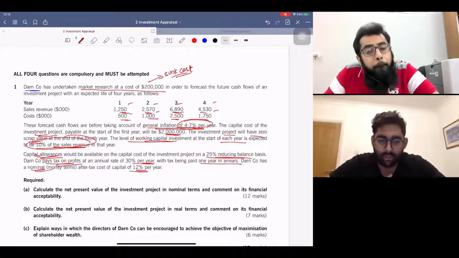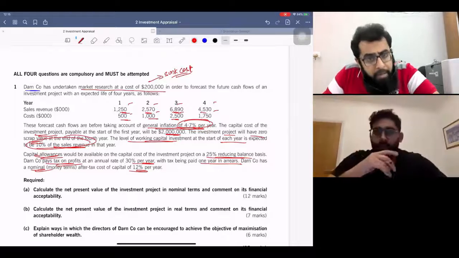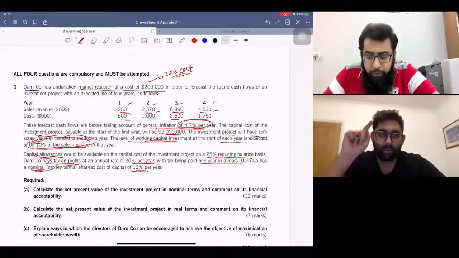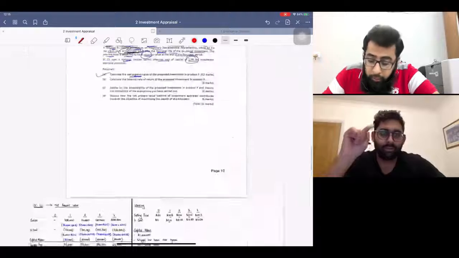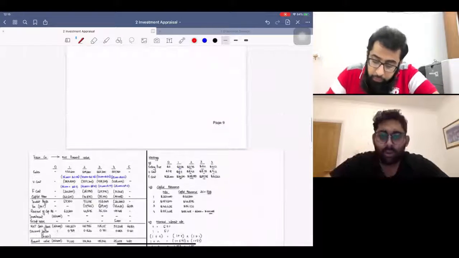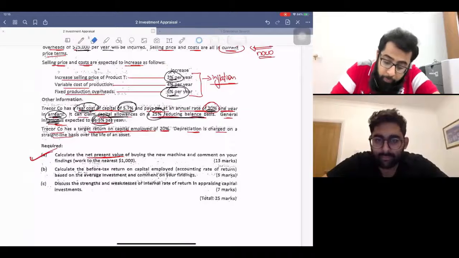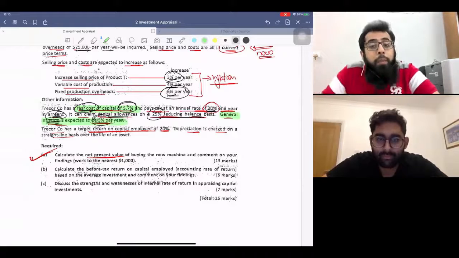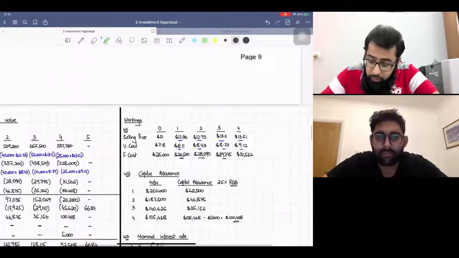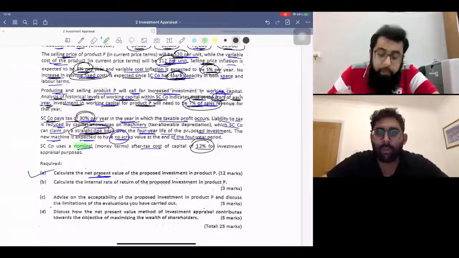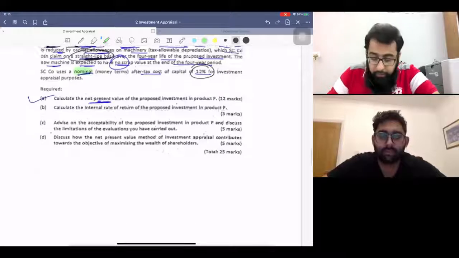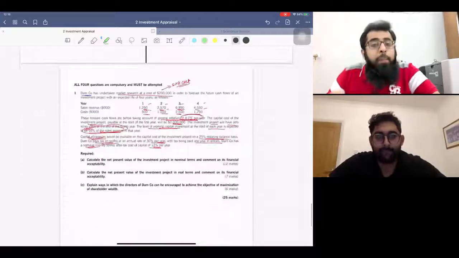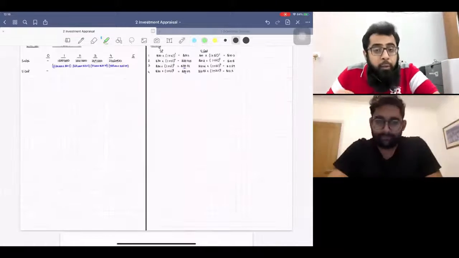One question on the nominal discount factor: in the Fisher question, we were given the real discount rate, real cost of capital. So we included the impact of inflation to convert it into nominal. In the rest of the two questions, we were given the nominal rate, so when it's nominal, we don't have to do anything. So you have two questions as homework. One is Dawn Company, which you have to do completely, and one is Palta, which you have to complete.